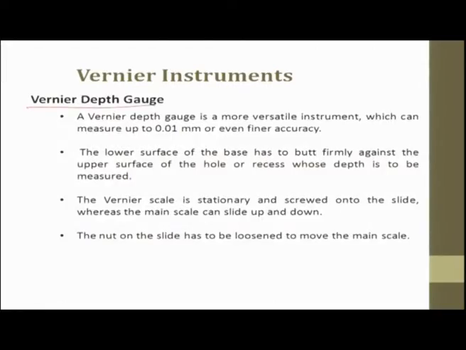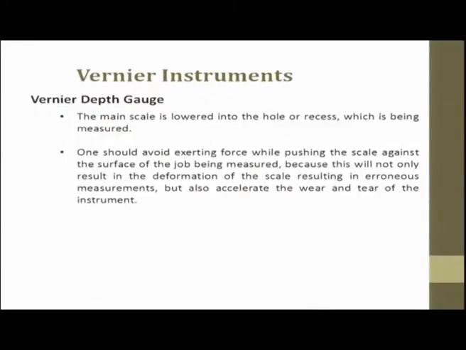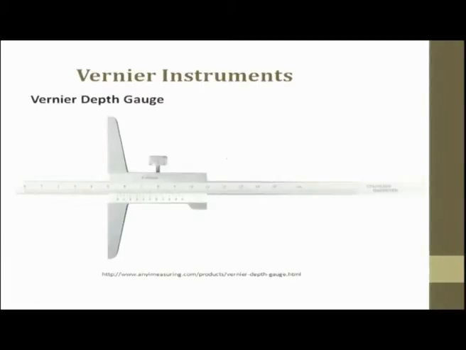You also have the vernier depth gauge. The vernier depth gauge is a more versatile instrument which can be used for measuring depths. The lower surface of the base rests firmly against the upper surface of the hole or recess. So, we have already discussed this. It has a nut to slide and then loosen. The main scale is lowered, and one should avoid applying excessive force so that it does not deflect. So, this is a depth gauge. Here it rests against a component or whatever it is.